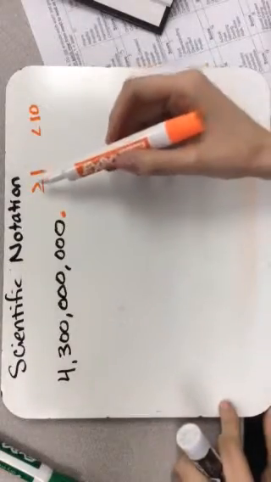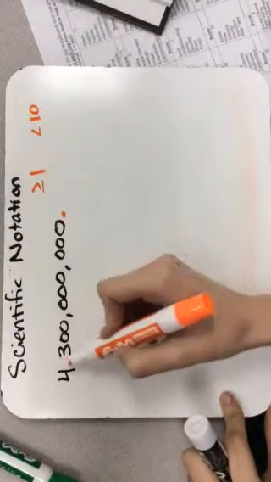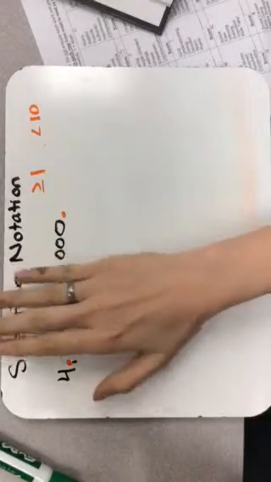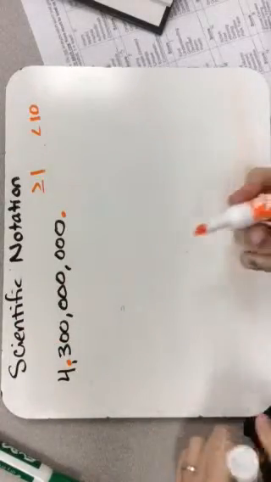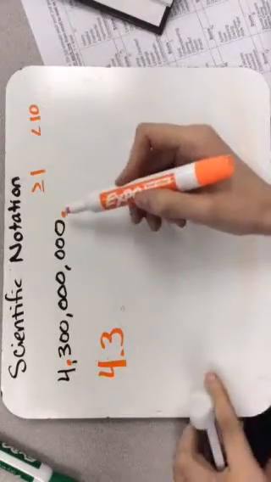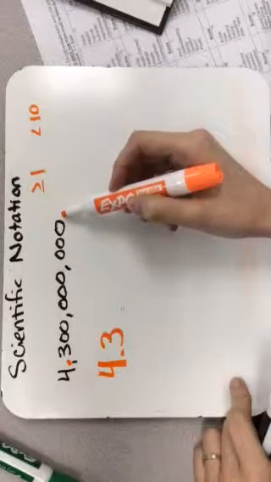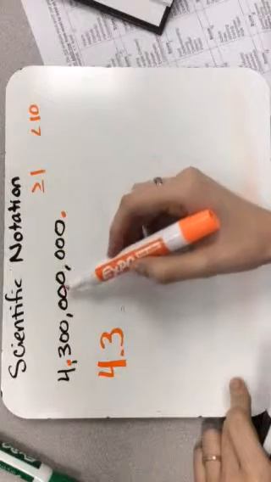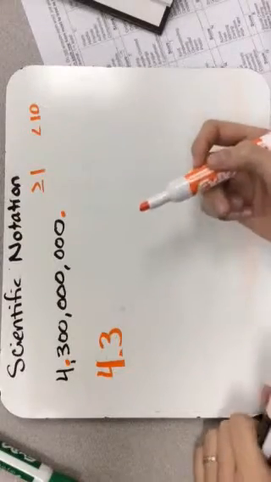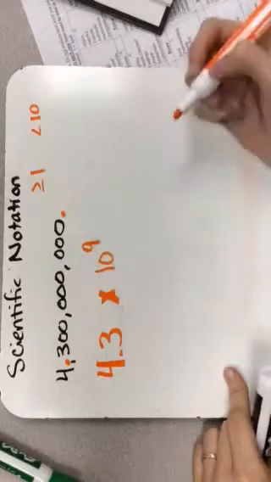In order for this number to be greater than or equal to 1, but still less than 10, our decimal place is going to have to go here between the 4 and the 3. So now if we look at it, 4.3 is a number between 1 and 10. So we would write 4.3. However, we want to see how many positions this decimal place had to move. So we'll just count. 1, 2, 3, 4, 5, 6, 7, 8, 9. It had to move 9 times. So what we do with scientific notation is write times 10 to the 9th.